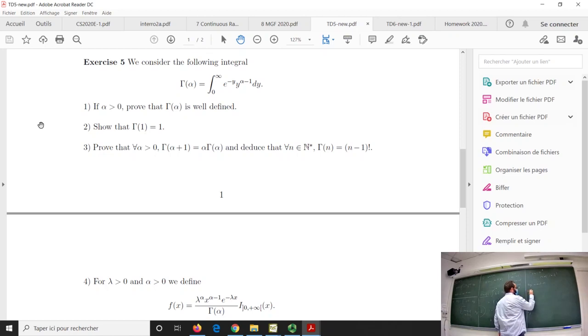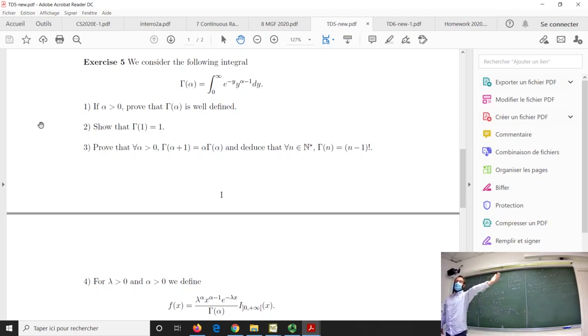So for n equal to 1, what happens? I have already done the job for n equal to 1, because I know what gamma of 1 is from the previous question. So gamma of 1 is equal to 1, and I know that 1 is also equal to 0 factorial by definition. Okay? So I have what I want for n equal to 1. So I have initialized my induction. Now I have to prove the heredity.